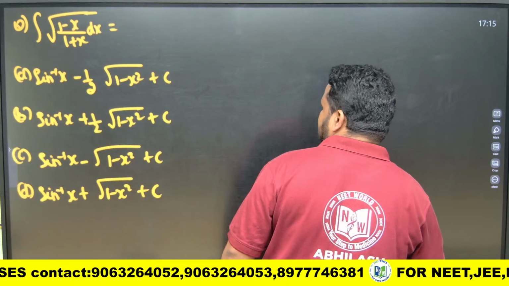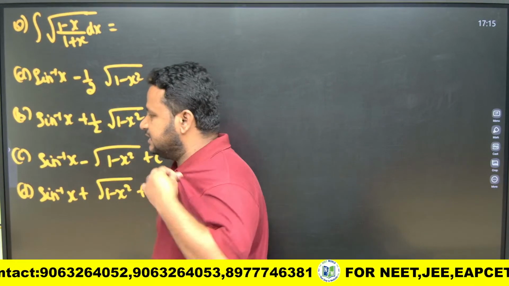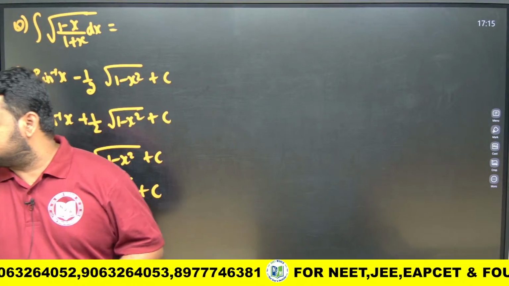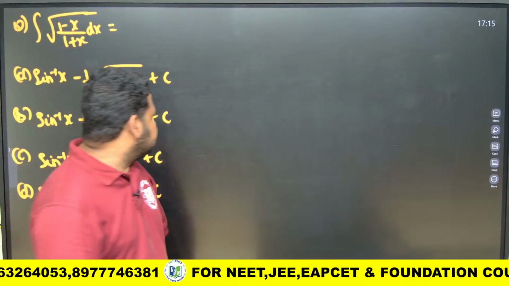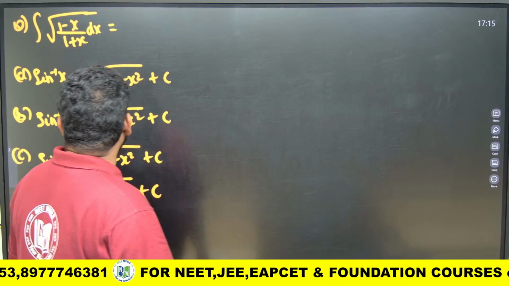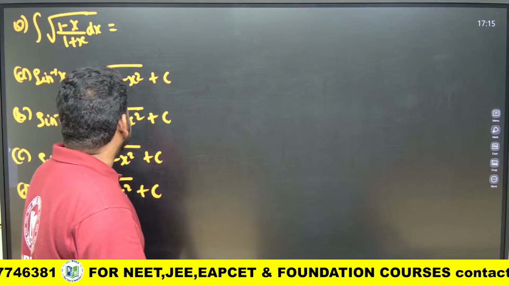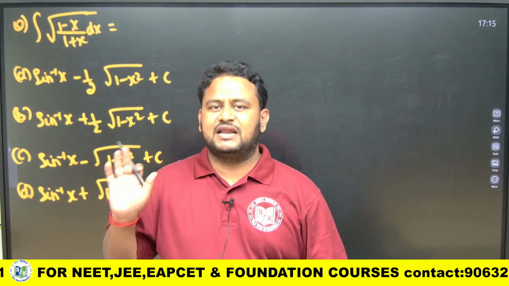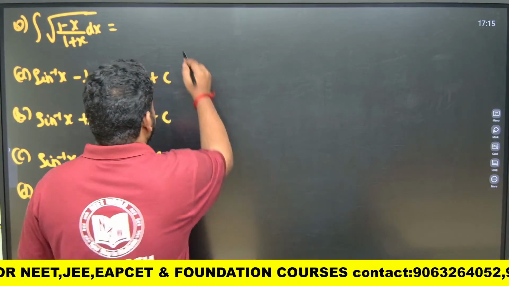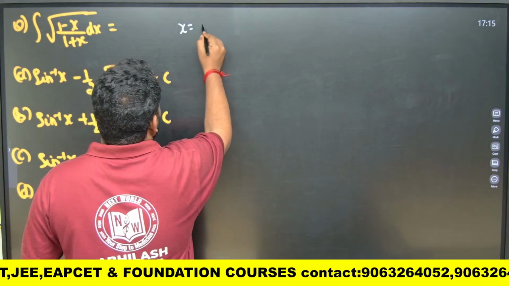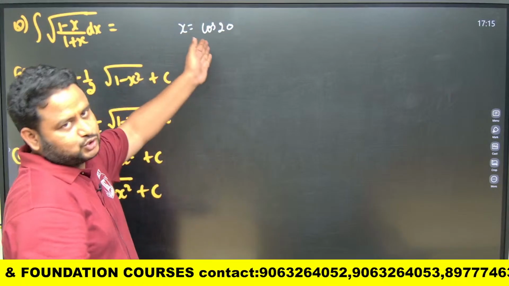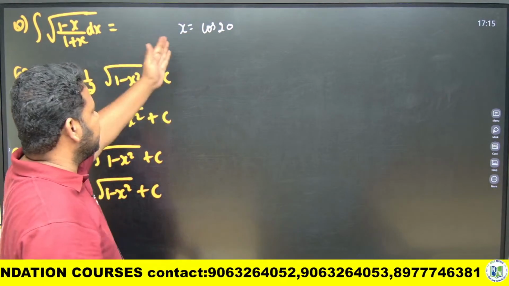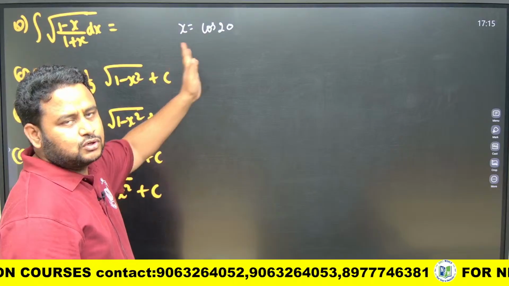Now, let us solve some other questions based on integration by trigonometric substitution, friends. This is the question that is given: integral of square root of 1 minus x by 1 plus x dx. When it is given like this, we have to take x is equal to cos 2 theta. If it is given a minus x, we take a cos 2 theta. But here a is nothing but 1, so I can write just x is equal to cos 2 theta.